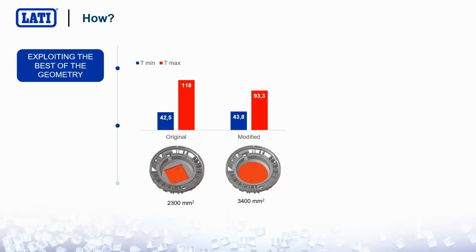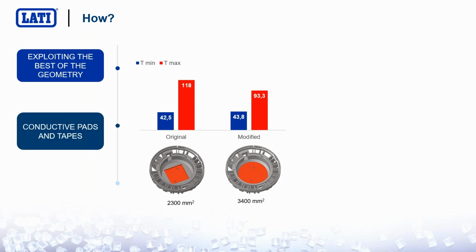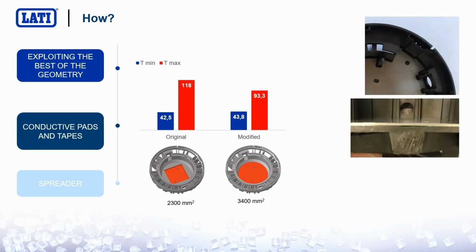How? Of course, exploiting the best of the geometry. Then it's important to be sure that there is an optimum contact between the heating system and the heat sink, and this may be assured by selecting conductive pads and tapes. And also you can think about using a spreader. Here you see on the right the spreader. It helps distribute the heat better on the component.